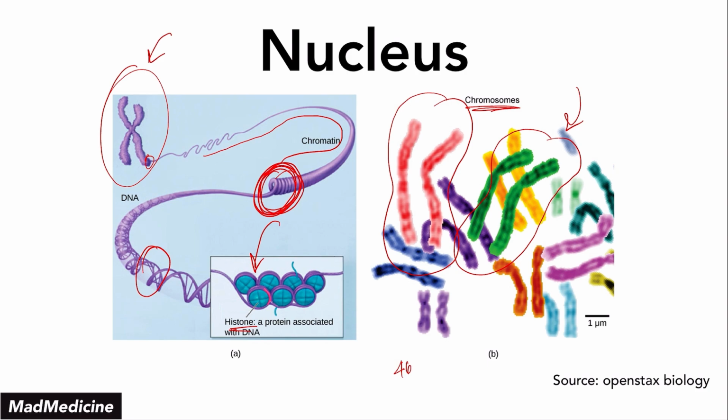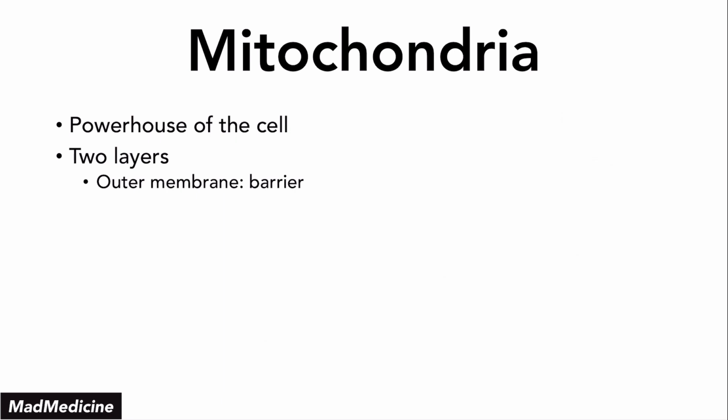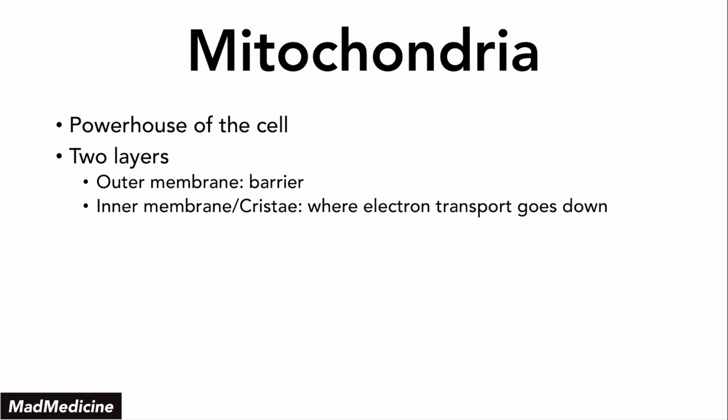All right, so next we're going to talk about a very important organelle, similar to the nucleus, one of the most commonly tested organelles, and that is the mitochondria. The mitochondria, as you may know, is the powerhouse of the cell, and it also contains two layers. Essentially, you have one outer membrane called the mitochondrial barrier, and then you have the inner membrane, or the cristae, and this is where the electron transport chain, etc., goes down. This is where everything is happening.